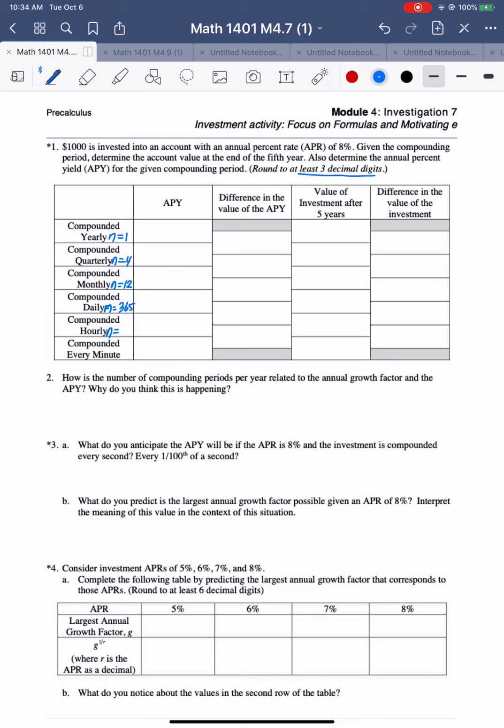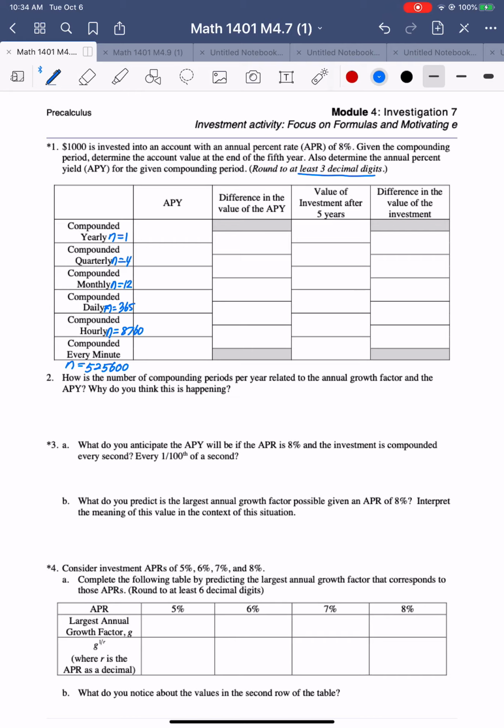That gives 8,760. And then for every minute, you need to multiply 60 by 8,760, which gives 525,600. Okay, so that's the end. So n is getting bigger, and the meaning of n getting bigger is that you get the interest more often.